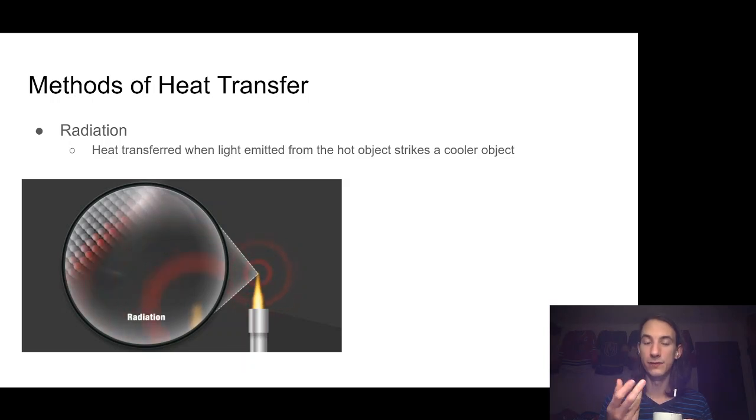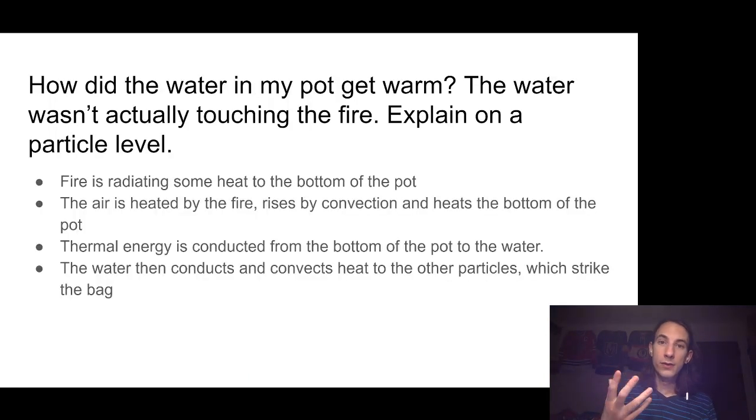It can give energy to those particles, which is why when you go outside on a nice hot sunny day, back in the free times, you would get sunburn and you would say, oh, my skin got burned, because we have this energy from the sun physically transporting this energy to you via radiation. So then if we're looking at this process about how my pot of water actually got warm, even though the water wasn't actually touching the fire, what we can say is, well, the fire is radiating some heat to the bottom of the pot.